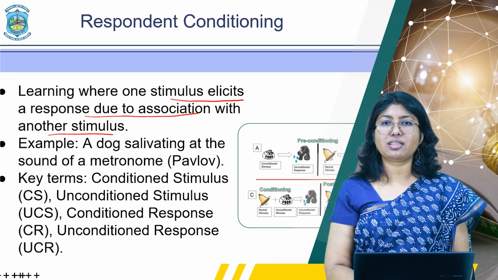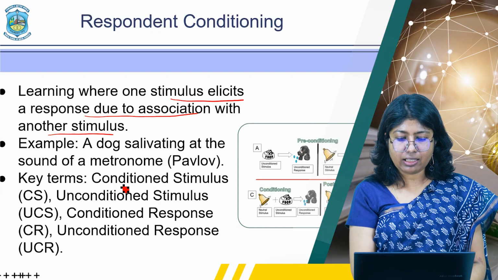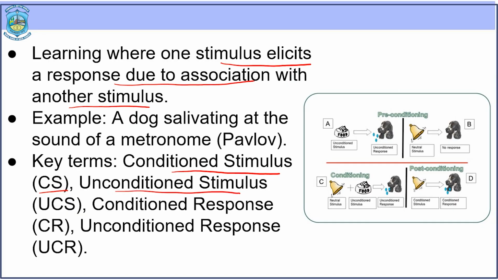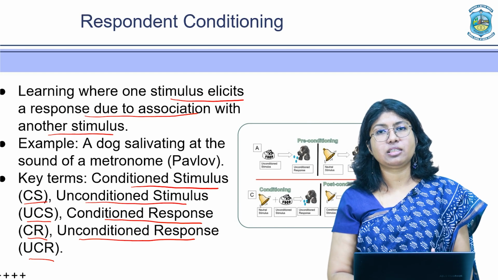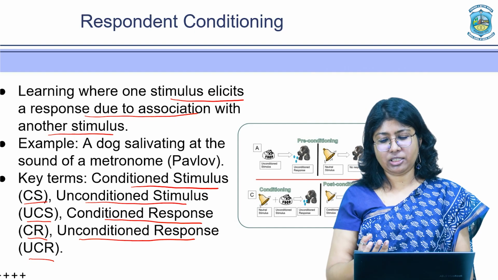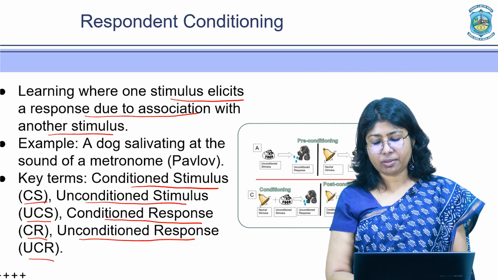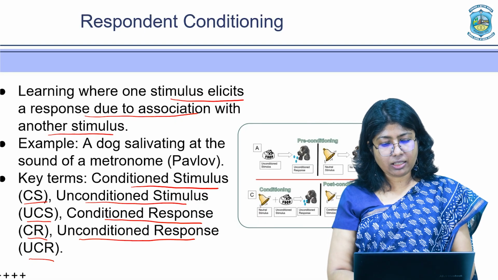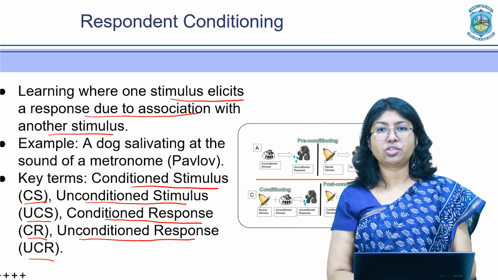So let's try understanding the key terms over here. We have the conditioned stimulus, that is the CS. We have the unconditioned stimulus, that is the UCS. We have the conditioned response, that is CR. And we have the unconditioned response, that is UCR. Now what do we mean by this? Stimulus is anything in the environment which results in a response by an entity. So in this experiment, Pavlov was trying to demonstrate the effect of the unconditioned stimulus as the unconditioned response.